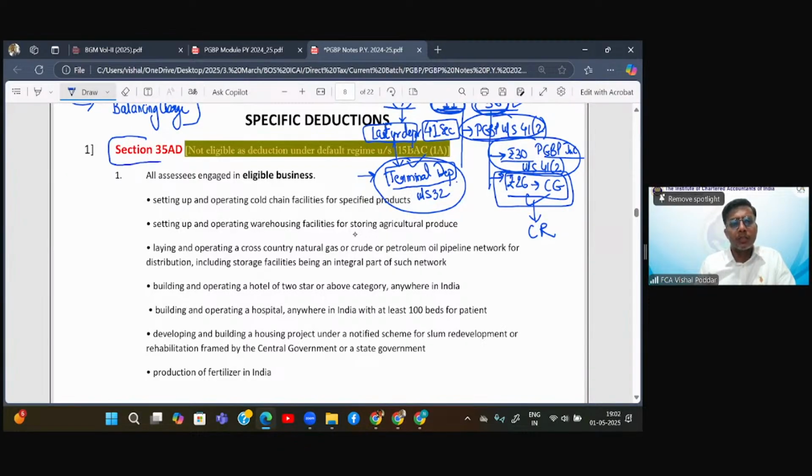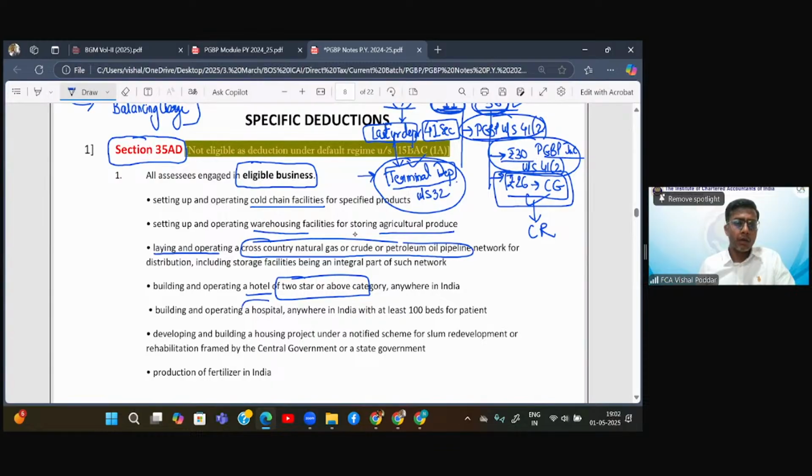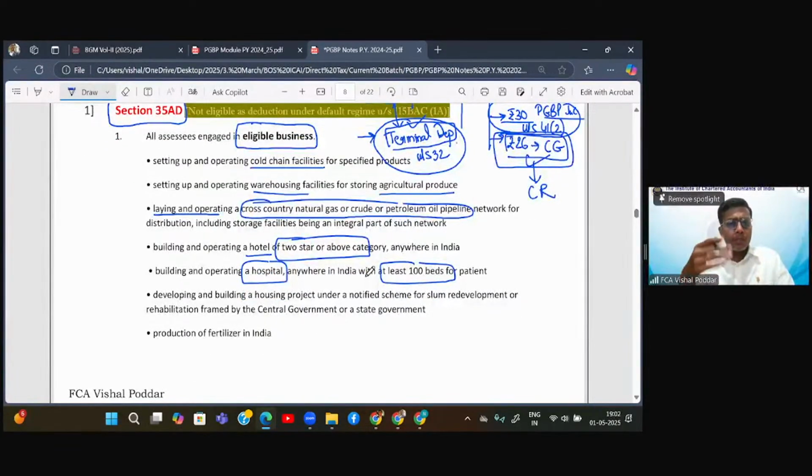We have heard about this section right from the start, section 35AD. What does 35AD cover? It covers a list of some eligible businesses. What are those eligible businesses? The list you can read, like it covers cold chain facilities. It covers warehousing for storing agricultural items. It covers the business of laying and operating a cross-country petroleum gas pipeline. Then it covers a hotel which is of 2-star or above category. Then it covers a hospital which has at least 100 beds. So this is a list. This list keeps on changing.